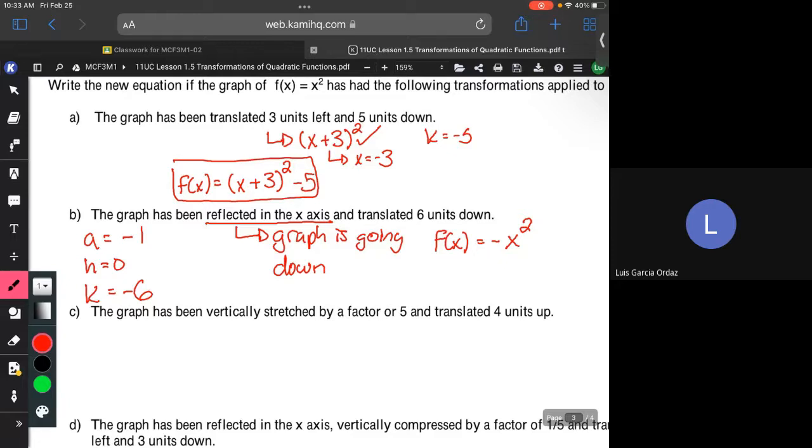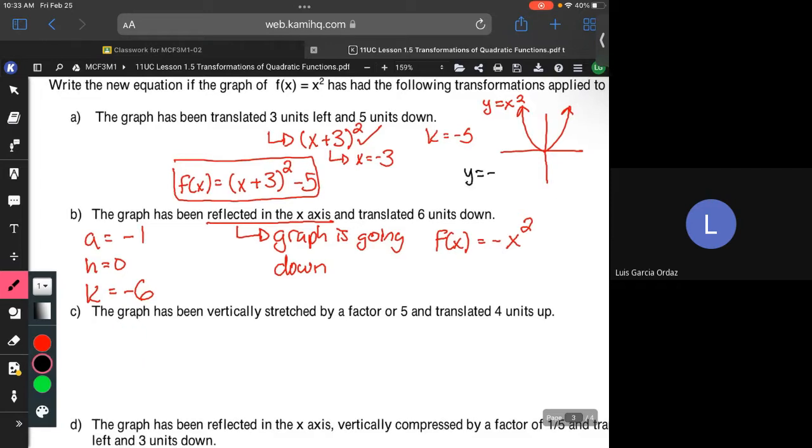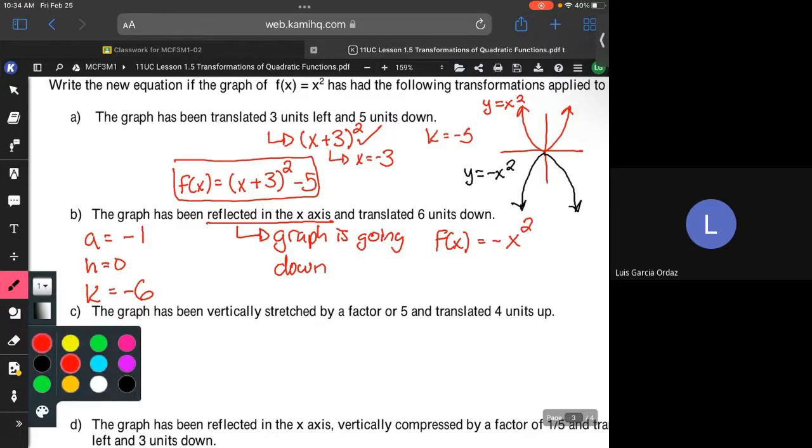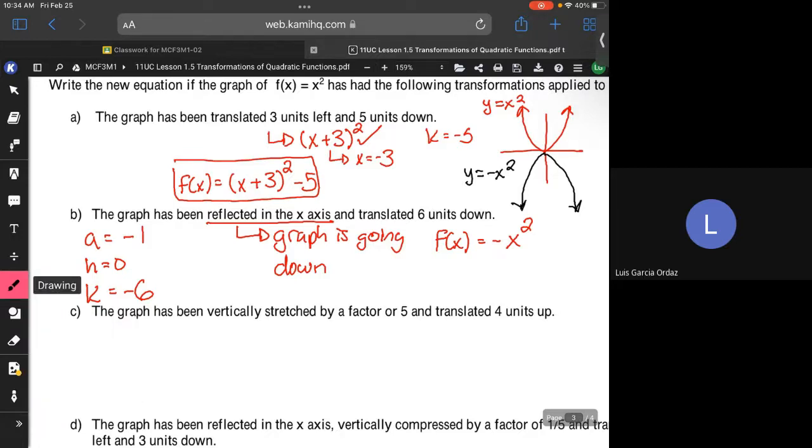So, could you draw that? I have my normal graph. Let's say this is x squared, right? It's opening up. And then I have y is equal to negative x squared, which is reflected on the x-axis, which means my graph is just going down. So it's negative 1 for a. So we have f of x equal to negative x squared. Because we don't have an h, I don't need a bracket. And then minus 6.